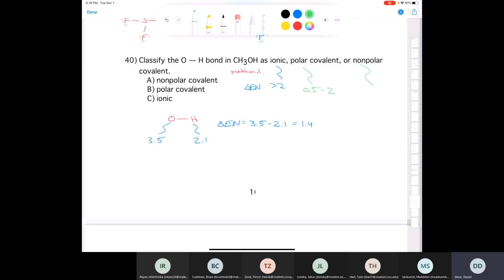But non-polar covalent is going to be something that's less than 0.4 or less than 0.5, something like that. So we'll put less than 0.5 approximately. And you can see that 1.4 falls well in the range of polar covalent. So this is a polar covalent bond.